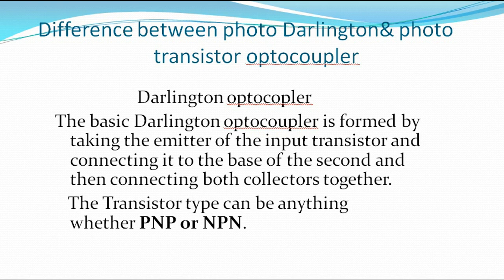In this video tutorial, we are going to discuss the difference between photo-Darlington and photo-transistor optocoupler. The basic Darlington optocoupler is formed by taking the emitter of the input transistor and connecting it to the base of the second, and then connecting both connectors together. The transistor could be PNP or NPN.